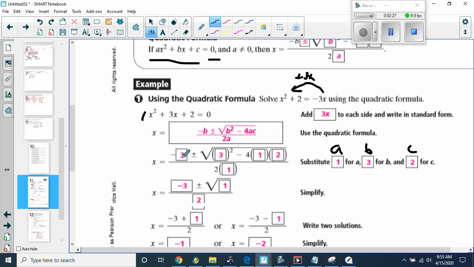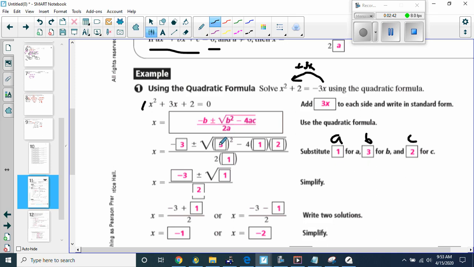Negative b, which is 3, plus or minus the square root of 3 squared, b squared, minus 4 times a, which is 1, times c, which is 2, all over 2 times 1, which is 2a. Now to solve this, you're going to do the math inside here first. So they square the 3 and get 9. Then they minus 4 times 1 times 2, which is 8. And that gives you the 1. That's where you see this 1 right here.